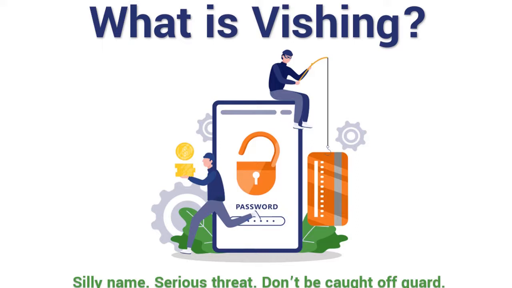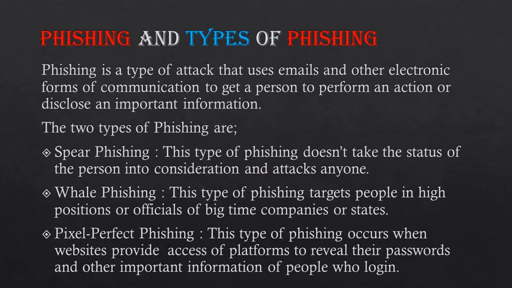So know them. Now, what is phishing? Phishing is a type of attack that uses emails and other electronic forms of communication to get a person to perform an action or disclose important information. So that is phishing. And there are types of phishing. We have 3 types of phishing. We have spear phishing, whale phishing, and pixel perfect phishing.